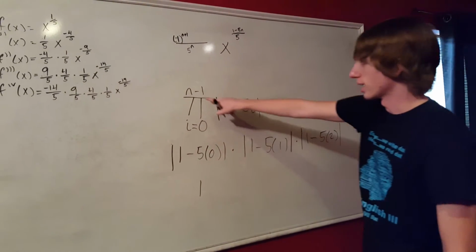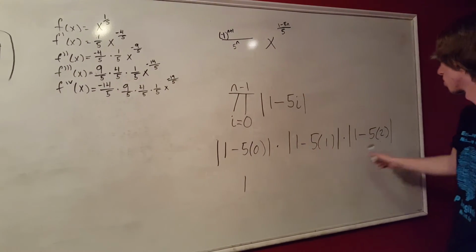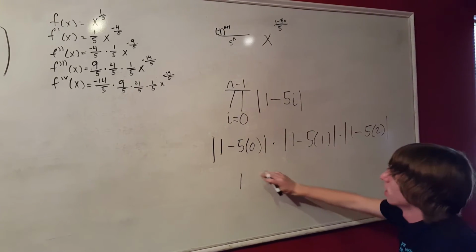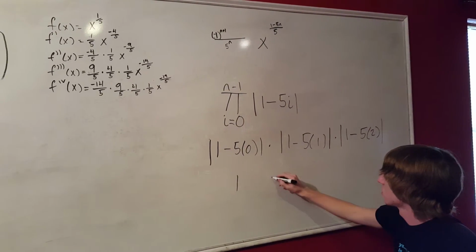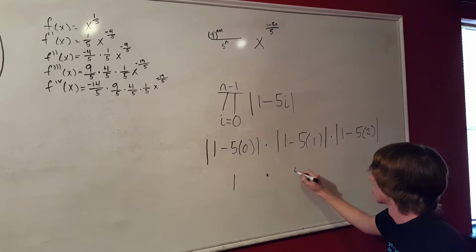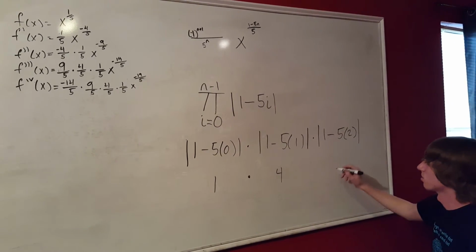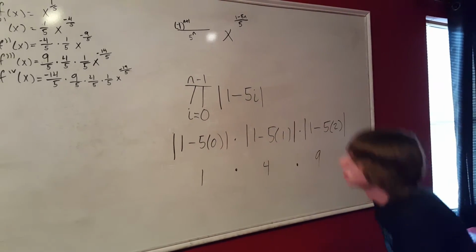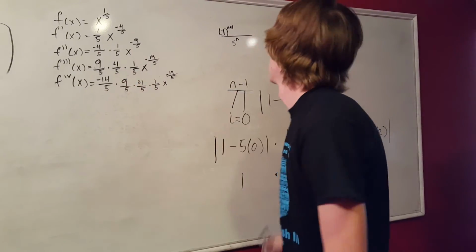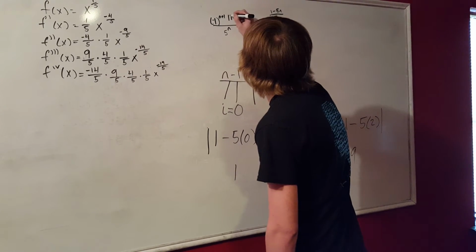Because we're only running it out to the n minus 1, and since we're doing our third derivative, it's going to be 3 minus 1, which is 2. So the highest number we're going to get in here is 2. So then this comes out to 1, this comes out to 4, because remember we're taking the absolute value, it's not negative 4. So just 4, and 1 minus 10, which is negative 9, but the absolute value is 9. So we find that we have our 1 times 4 times 9 is what we have here. So we just take this and plug it in.